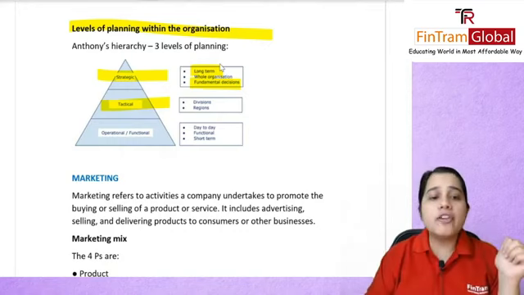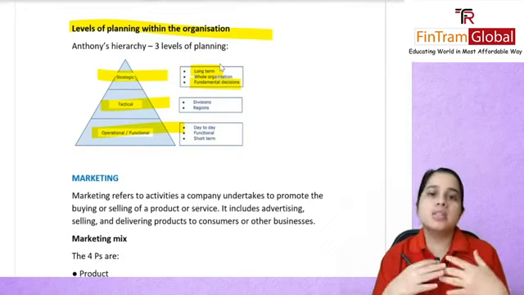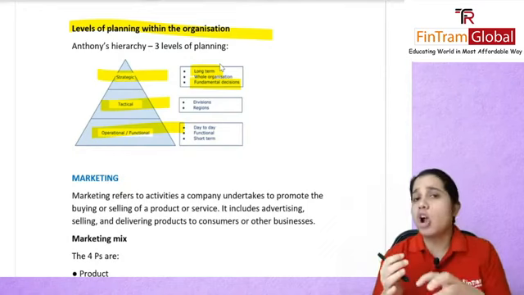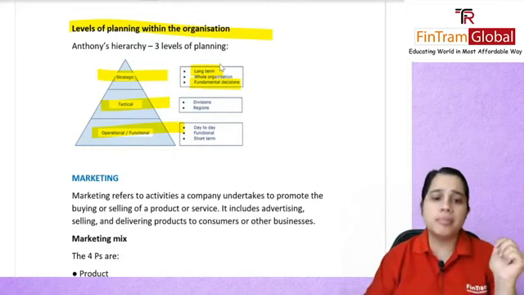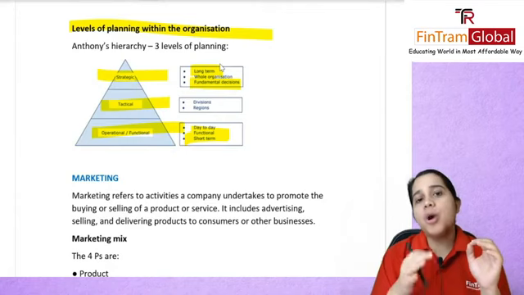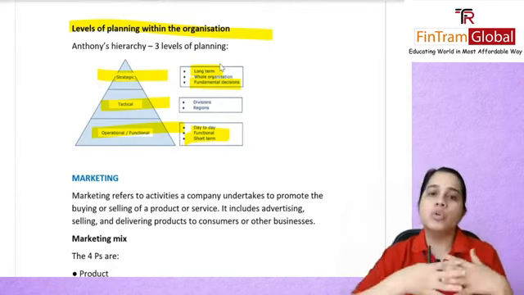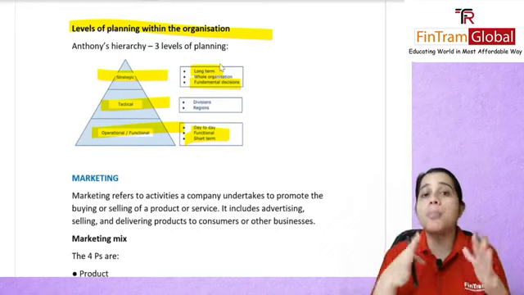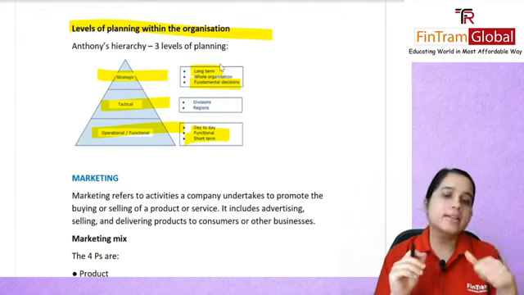And finally you have your operational level. Here you make your day-to-day decisions, functional decisions, and these are very short term. They are not really going to affect the entire organization, just a particular function. So at the operational level you are making your short-term, day-to-day decisions. This was your Anthony's hierarchy or triangle.